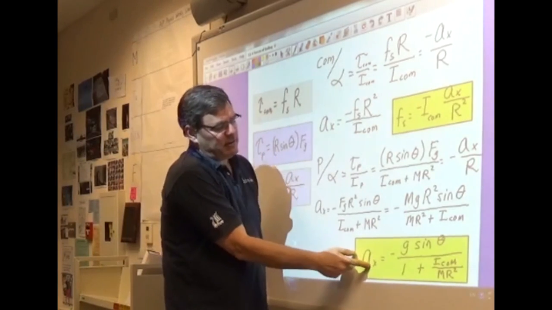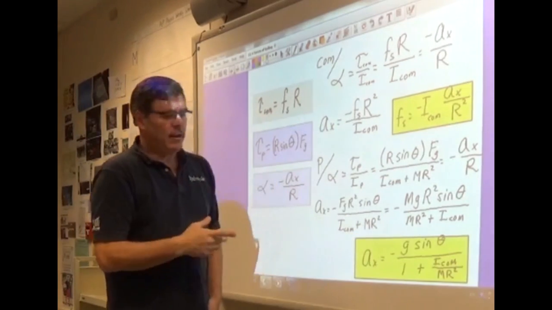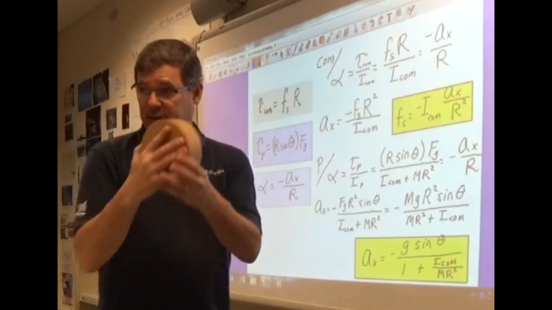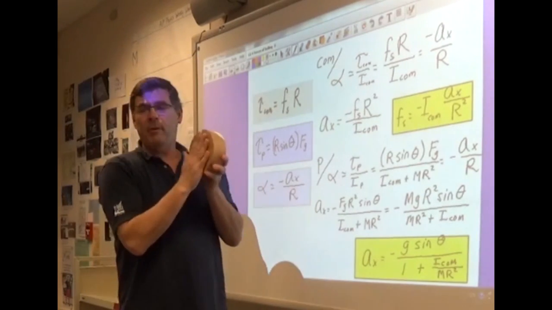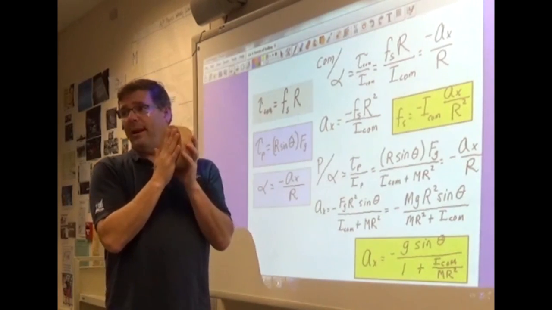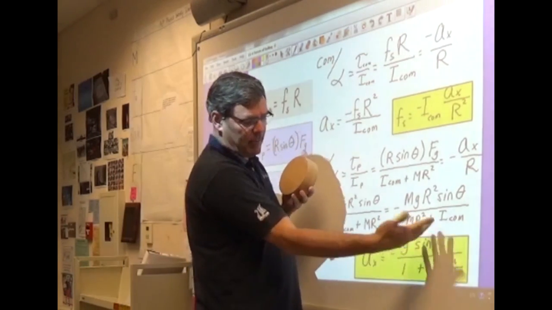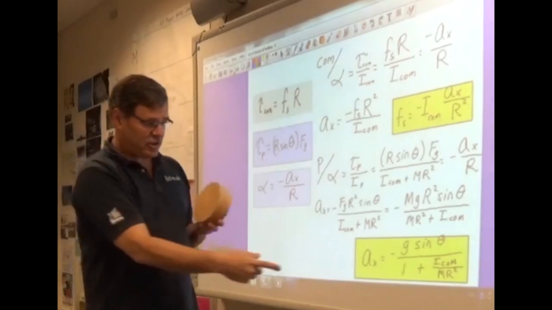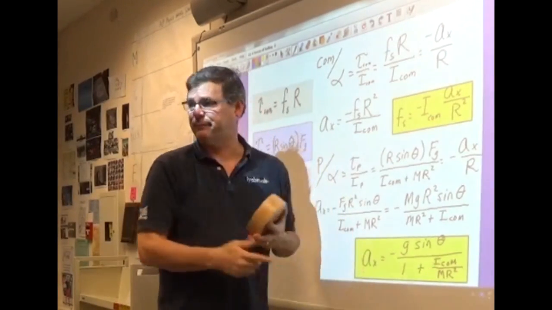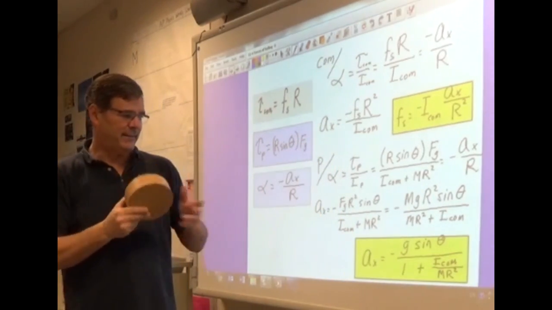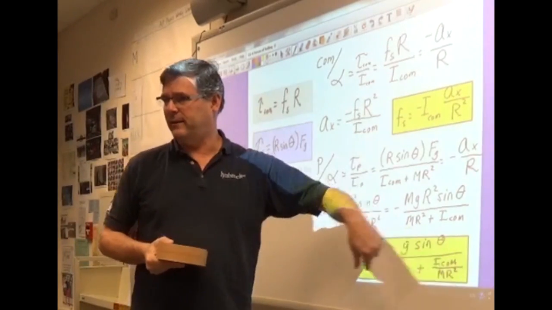A couple things about this equation down here. We look at it, and let's take the example of the disk, okay? The moment of inertia of a solid disk like this is 1/2 m r squared. So if I plug that in for I_COM, the m r squares cross off, and this just becomes 1 plus a half, okay? So it's much simpler than it looks, okay?